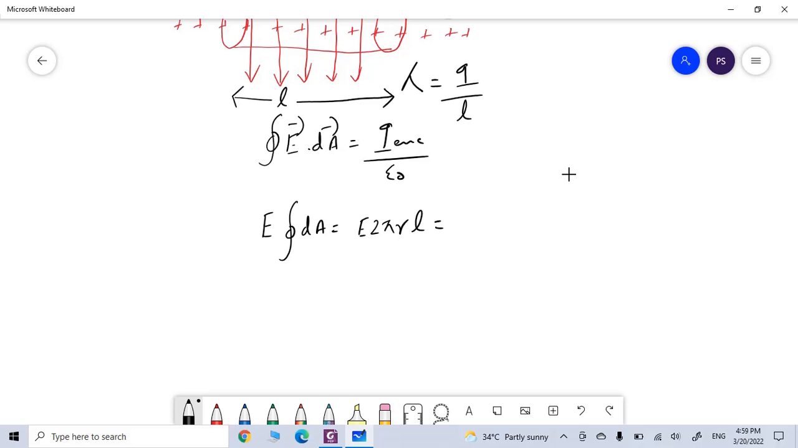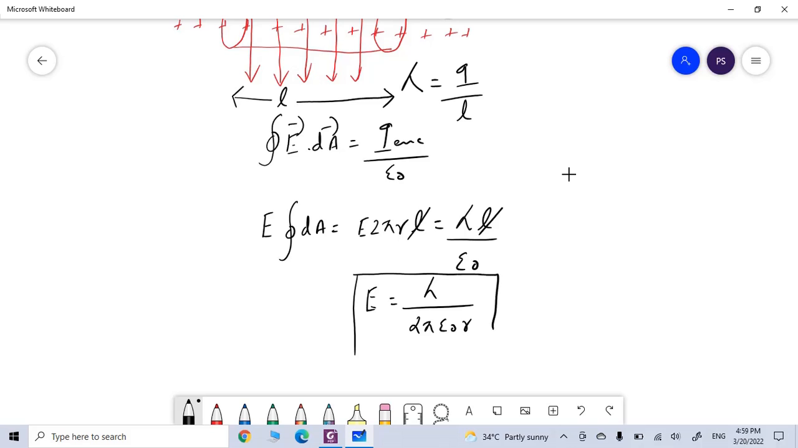and the right hand side will be lambda L over epsilon 0. So this L goes off, and the electric field is lambda divided by 2 pi epsilon 0 R. So we have very easily evaluated the electric field for spherical symmetry, planar symmetry, and line symmetry using Gauss's law. So Gauss's law is very convenient for us to evaluate electric fields easily.